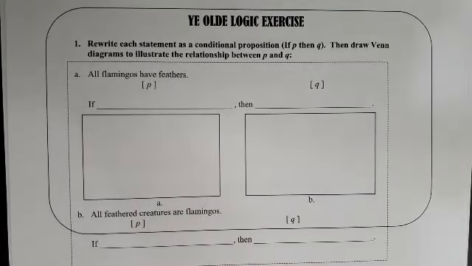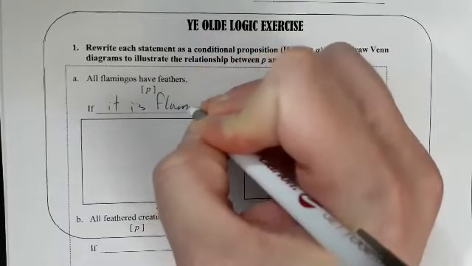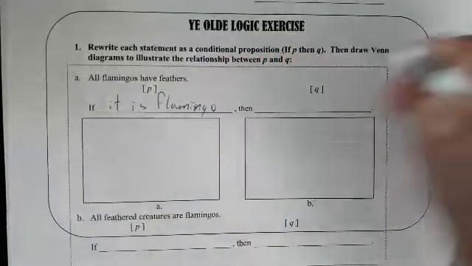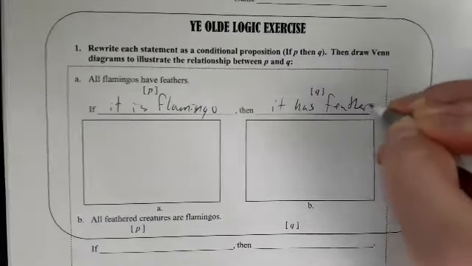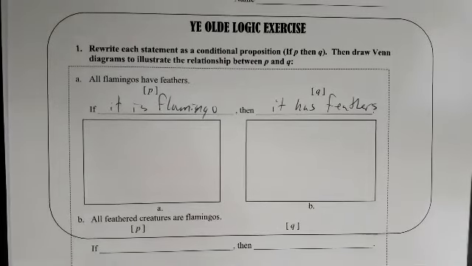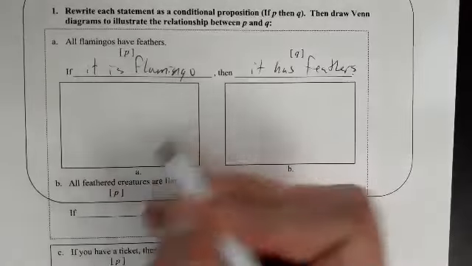So if we look at this, all flamingos have feathers. We want to rephrase this into an if-then statement. How do we rephrase all flamingos have feathers into an if-then statement? If it is a flamingo, then it has feathers. So I'm hoping you write your if-then statement. If you don't have this worksheet, write down the if-then statement and draw the Venn diagram for it.